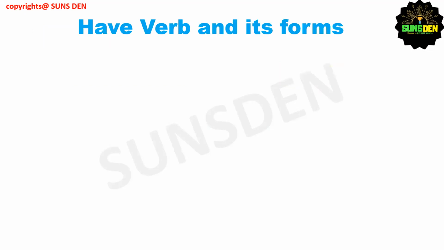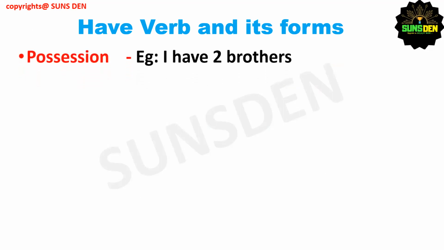Moving forward, what are the different forms of have verb and where can we use it? Number one, we can use have verb when we are talking about possession. If you are having something and you wanted to talk about that, at that time you can use have verbs. So here it is possession. You are having something with you and you own it. Example, I have two brothers. So brothers are yours. So you possess them or you own them. That's why you use have verbs.